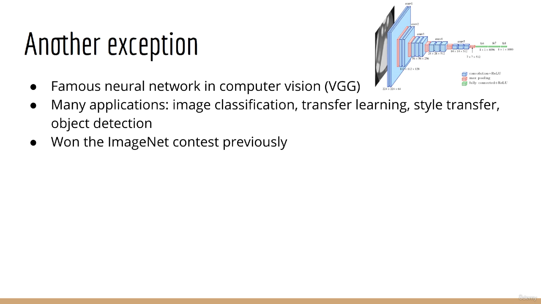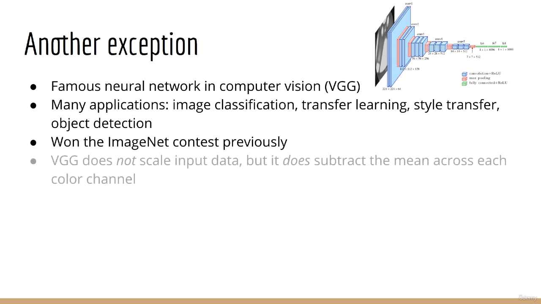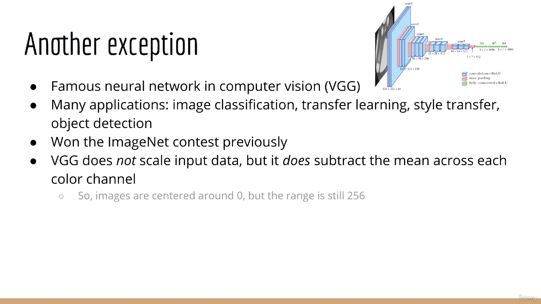The interesting thing about VGG is that the original authors did not scale the input data, but they did shift it by its mean across each color channel. Thus, for VGG, images are centered around 0, but the range of values is still 256.